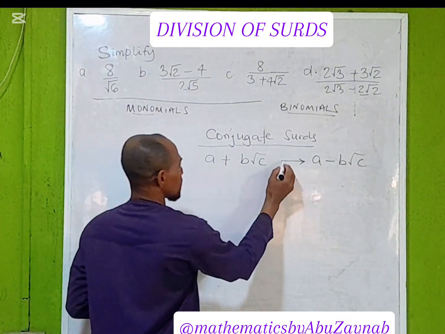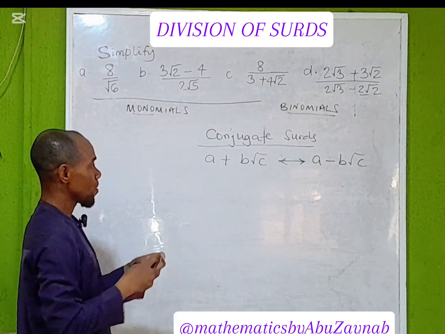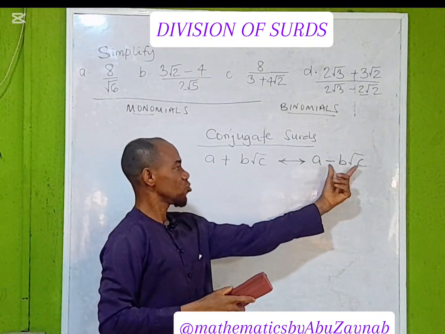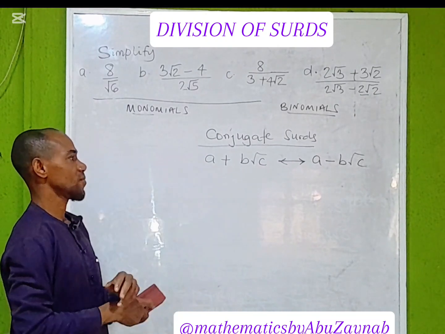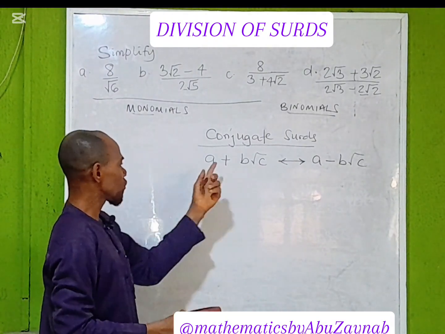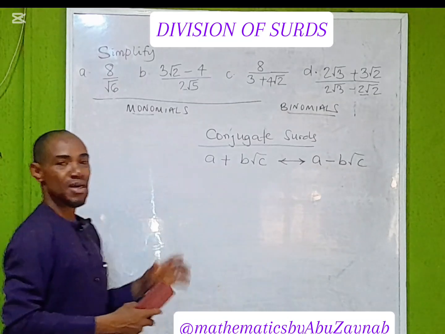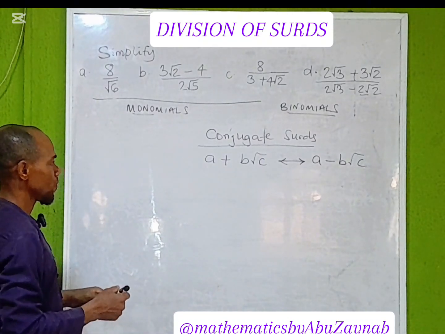Similarly, a minus b root c has its conjugate as a plus b root c. Simply put, just change the sign in between, and that is the conjugate, vice versa.